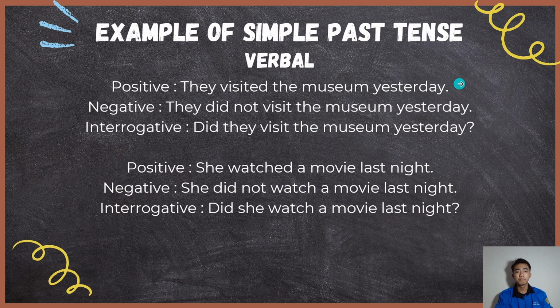Example of simple past tense verbal. Positive, they visited the museum yesterday. Negative, they didn't visit the museum yesterday. Interrogative, did they visit the museum yesterday? Positive, she watched a movie last night. Negative, she did not watch a movie last night. And then interrogative, did she watch a movie last night?